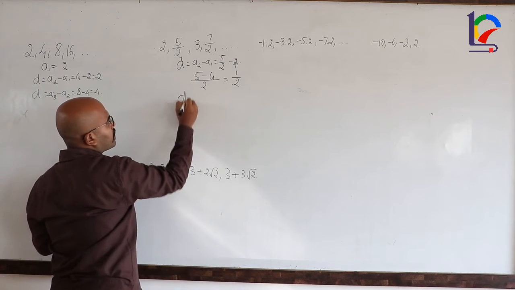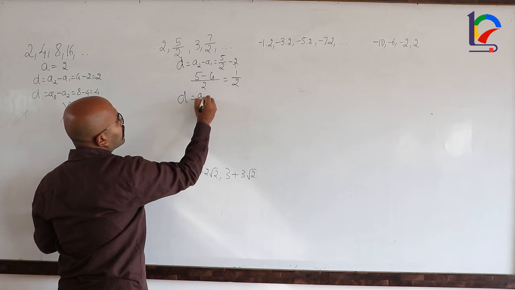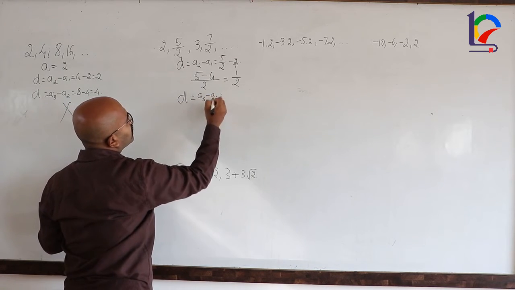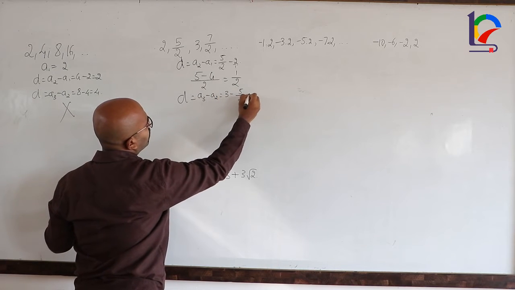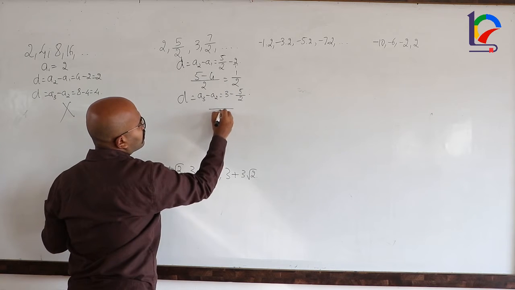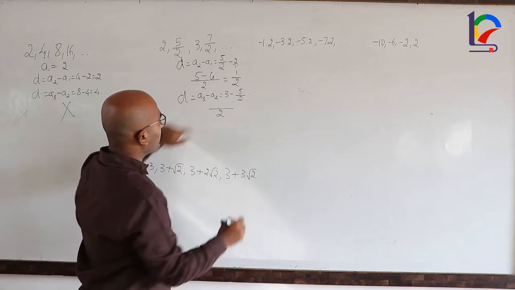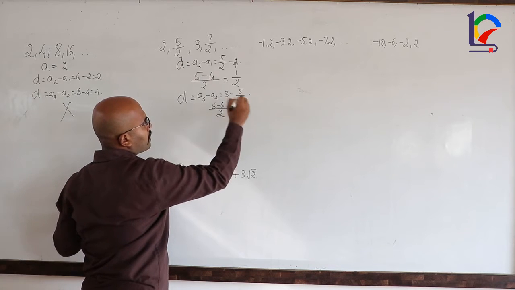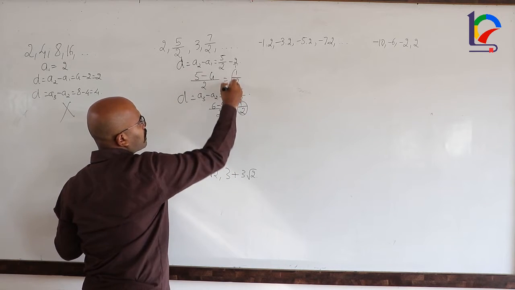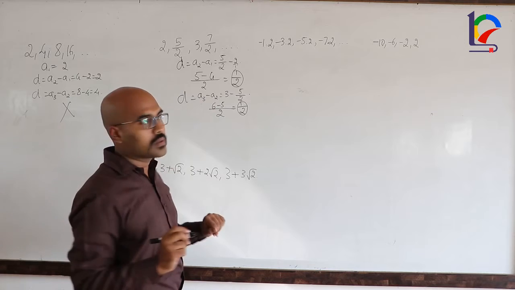In the second, A3 minus A2, it is 3 minus 5 by 2. So LCM 2. Here it will be 6 minus 5, it is 1 by 2. So here it is 1 by 2, here also it is 1 by 2.